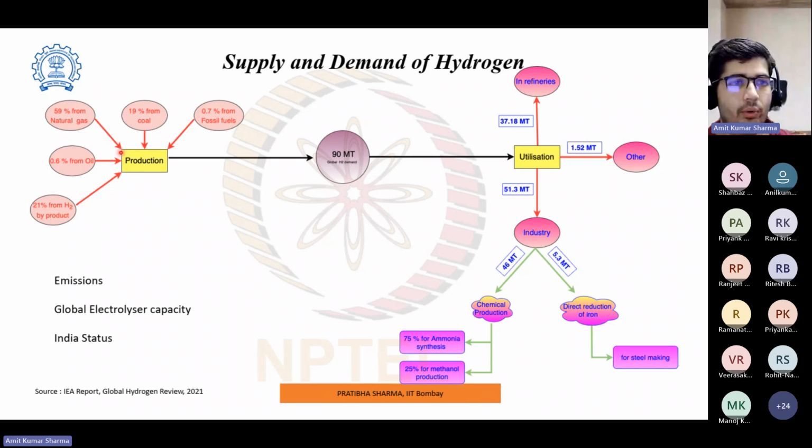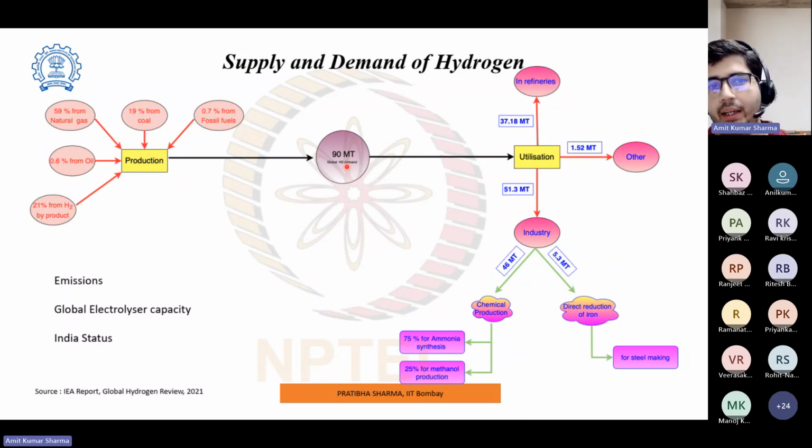For production, you can see 59% is coming from natural gas, 19% from coal, 0.7% from fossil fuel, 0.6% from oil, and 21% from H2 as a byproduct. So the major part is coming from natural gas, through the steam methane reforming process. We will discuss that further.